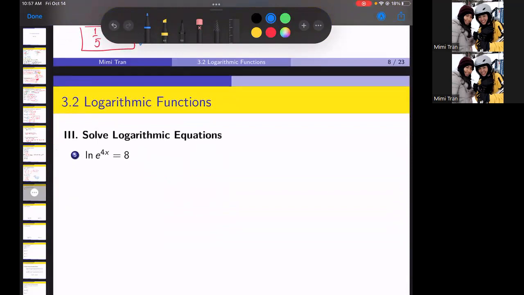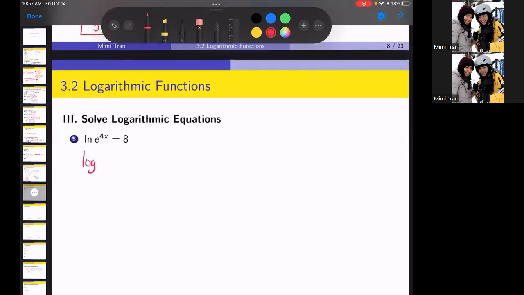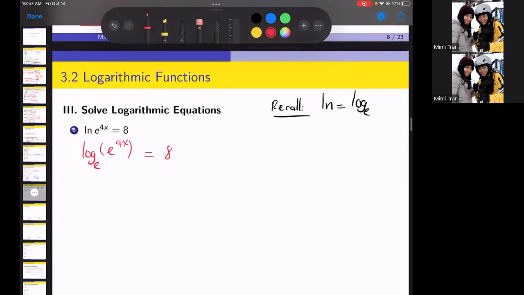Any suggestion? What does ln mean? Yeah, if I rewrite it, it's log base what? Base, just the letter. E, right? So ln is log base e. Remember, recall, ln is essentially log base e. We'll come back to it in a few slides. And then rewrite e to the 4x. I like to put my input in parentheses. It's a good habit. I recommend it. You don't have to, it's just a good habit.